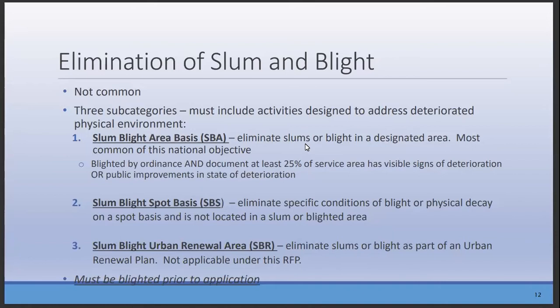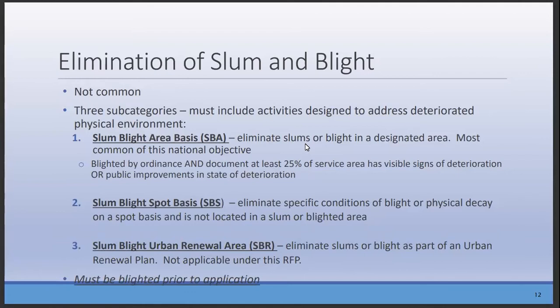The service area must be defined and meet the definition of slum blight under state or local law, typically through an ordinance. And you must document that a substantial number of buildings within the service area, at least 25% or more, have visible signs of deterioration, or the area's public improvements within the service area are all generally in a state of deterioration.